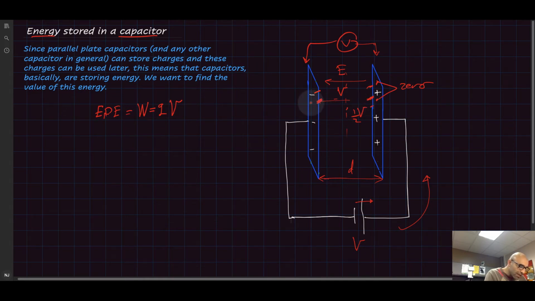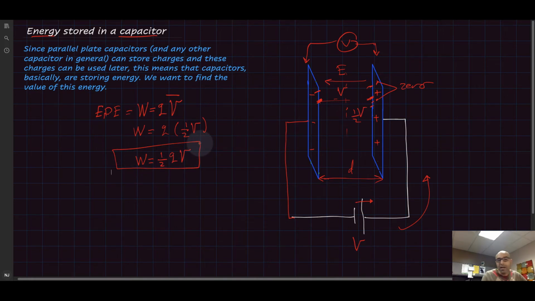Okay, what this means is that the voltage is going to be the average. So W is going to be equal to Q times the average voltage between 0 and full V, which is basically what? Half voltage. So W, which is the energy stored in a parallel plate capacitor, is equal to 1/2 Q times V. So that's actually the energy stored in the capacitor.